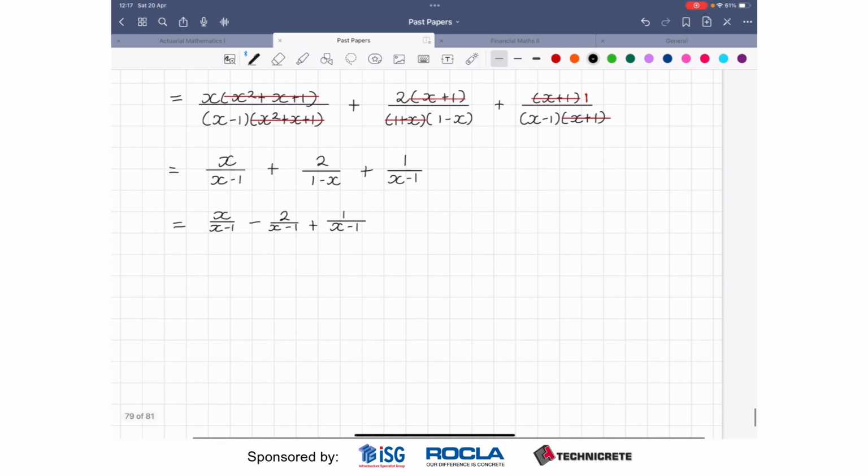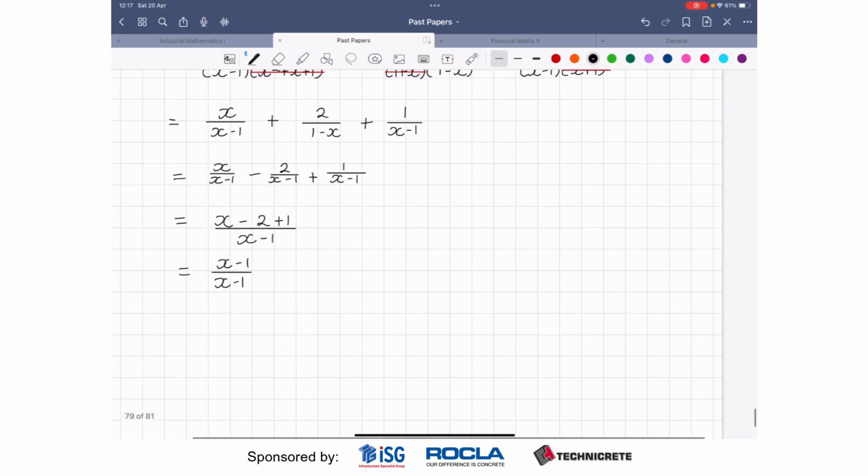And now that I've got a common denominator, I can just put everything over that one denominator, and then I can add and subtract my numerators. So for my numerators, I'm going to have x minus 2 plus 1 all over x minus 1. And at the top, I can group my like terms. So minus 2 plus 1 is minus 1. So I just have x minus 1 over x minus 1.